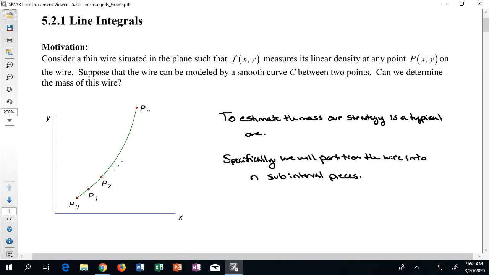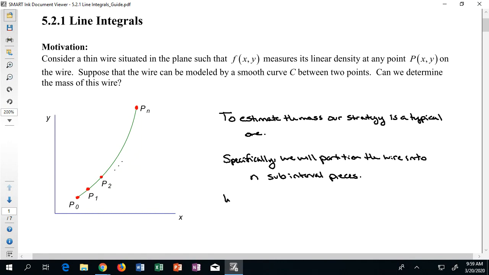You can kind of see this being done in the picture over on the side, where I have my P0, my P1, my P2, and a dot, dot, dot saying I'm going to keep chopping this wire up into small bits of wire. Then maybe if I could measure the mass of each of those little bits, I could add them all together, and then I'd have the total.